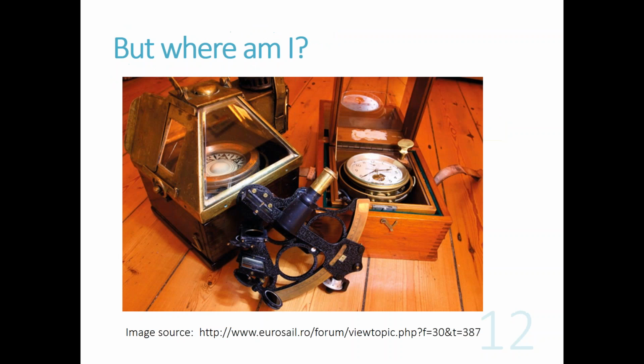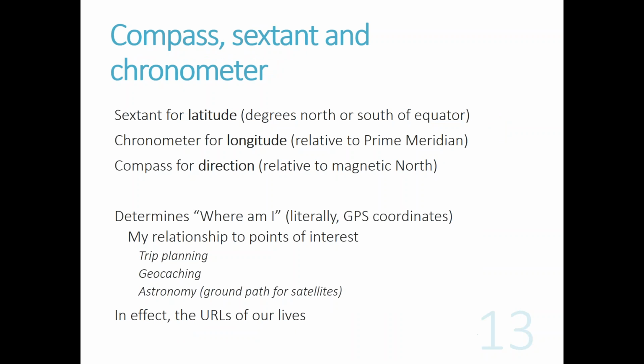But on the other hand, you may need to know, where am I? And for that you need tools like these. That would be the sextant, which allows you to find your latitude. That's how far north or south you are of the equator. The chronometer, which measures how far east or west you are of the prime meridian, so that gives you your longitude. And a compass, which gives you a direction or a vector relative to magnetic north.